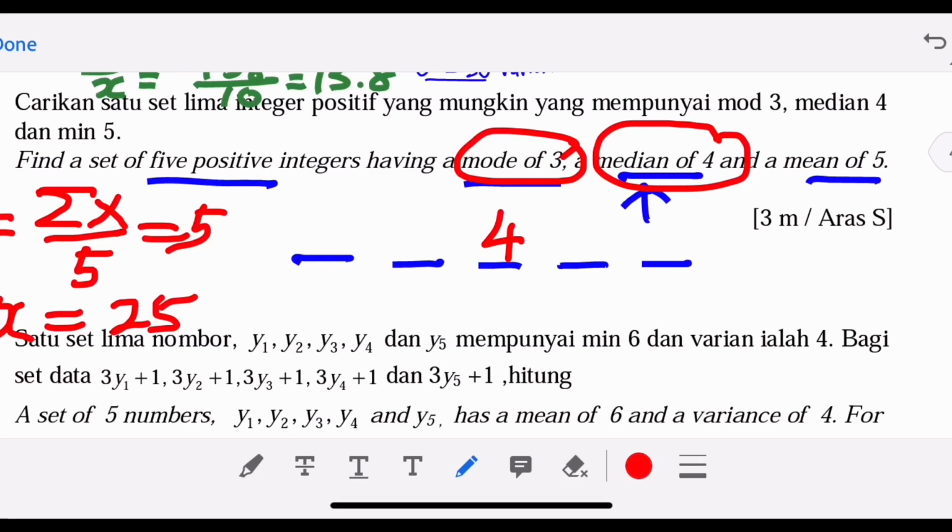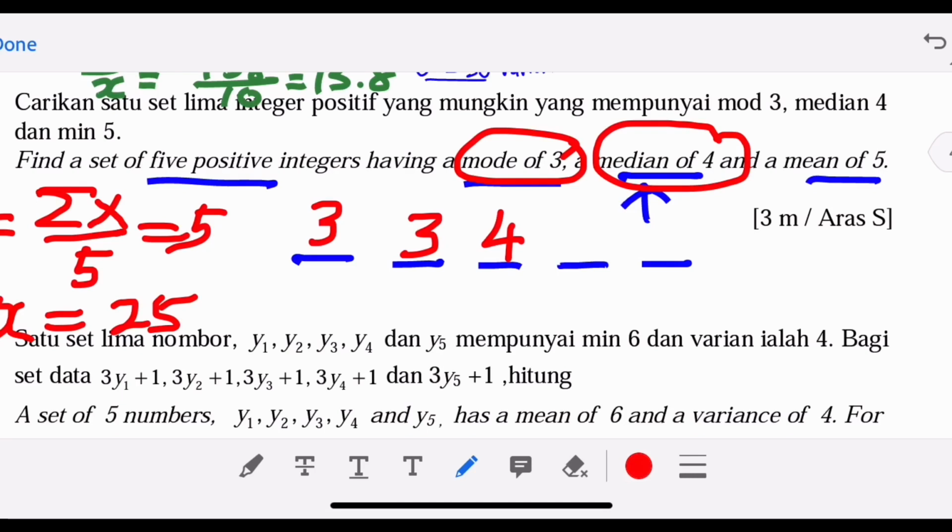Alright, or you can have 3, 3, so that the mode will be 3. So basically the list is 2, 3, and for the balance you must make sure you take 25 minus the number. You must make sure the total is 25, because the mean is 5. So if you plug in 3, 3, 4, then you still have another 15.